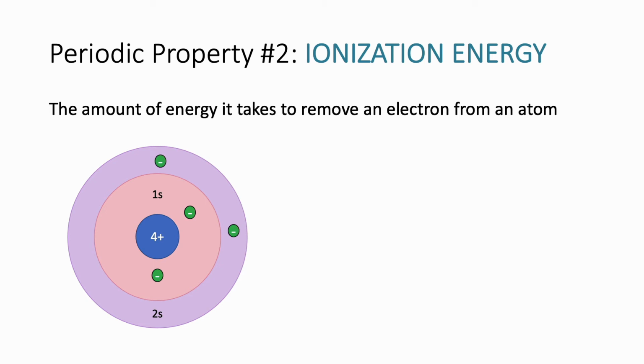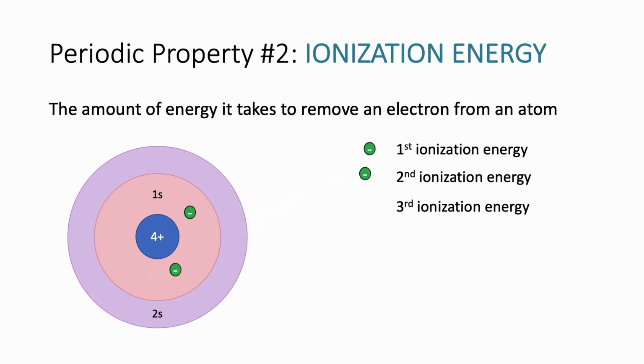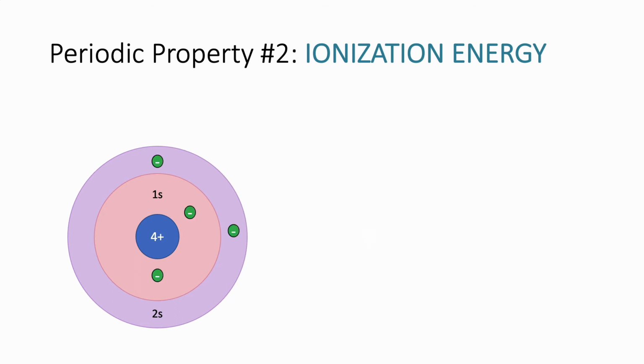So if you take away the first electron, we would call that the first ionization energy. If you keep taking electrons off, we're going to call it the second ionization energy, the third ionization energy, and then of course the fourth ionization energy. And you can imagine that a larger element could have even more ionization energies. But let's go back to our original neutral atom.